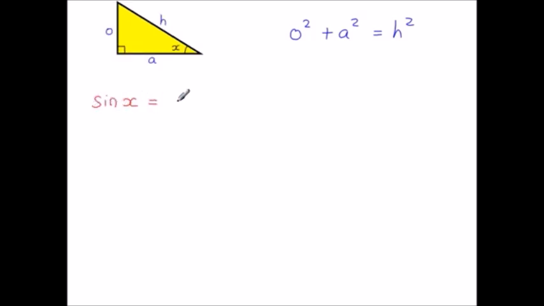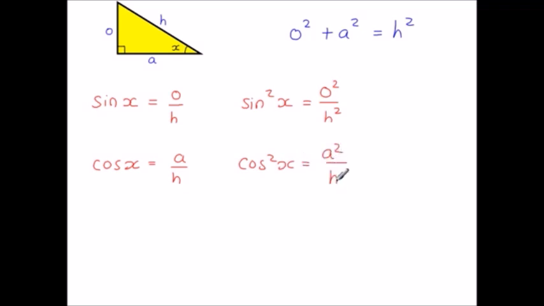Sine x is equal to the opposite over the hypotenuse. So sine squared x, squaring both sides, will give you this. And likewise, cos x is equal to the adjacent over the hypotenuse. So cos squared x will give you this.